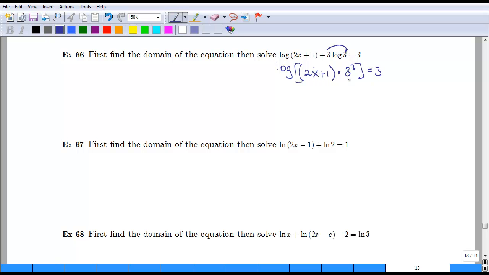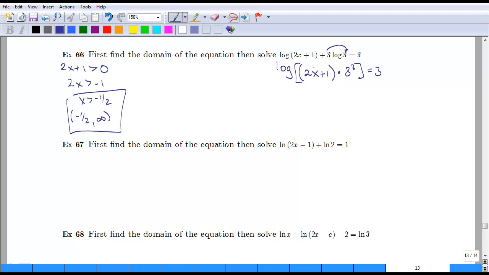So in this case, to find the domain, the 3 cubed isn't going to affect our domain, but the 2x plus 1 will. We've done this one a few times. We subtract the 1 over. We have 2x is greater than negative 1, x is greater than negative 1/2. So again, our domain is restricted to negative 1/2 to infinity.